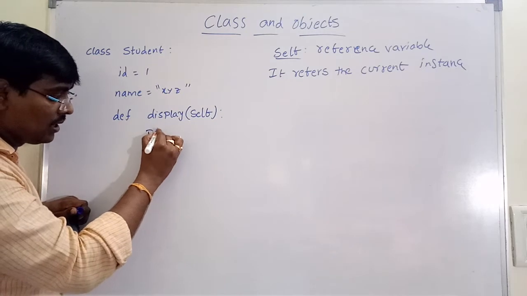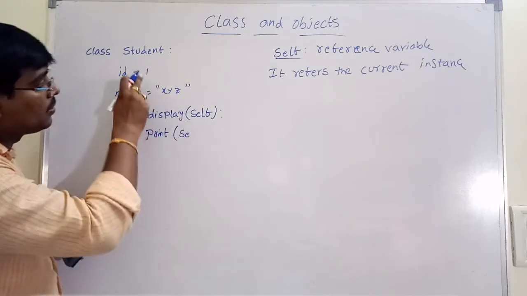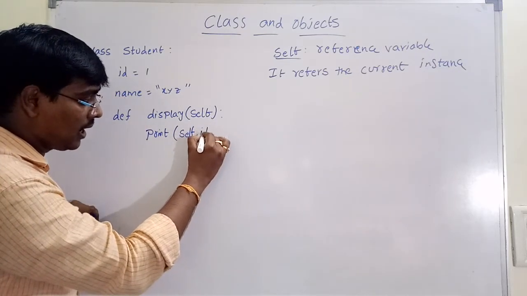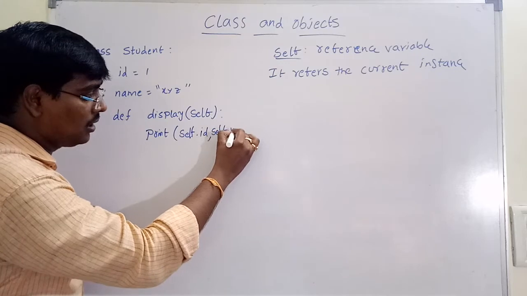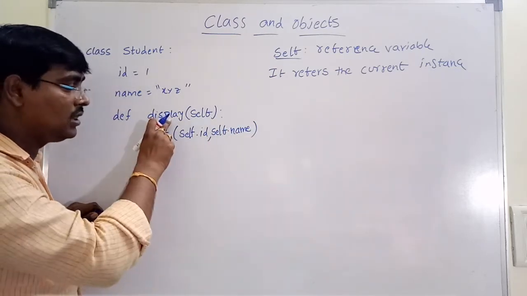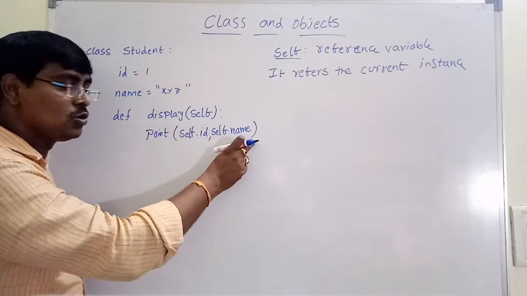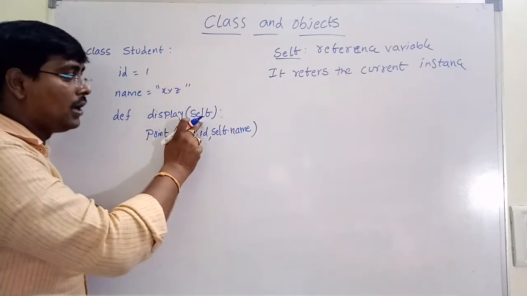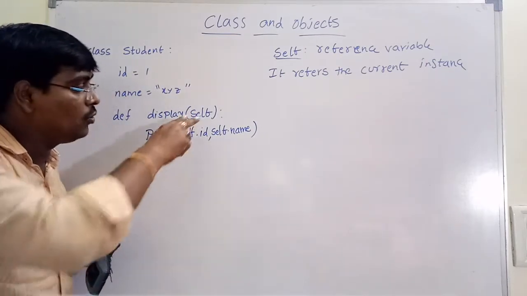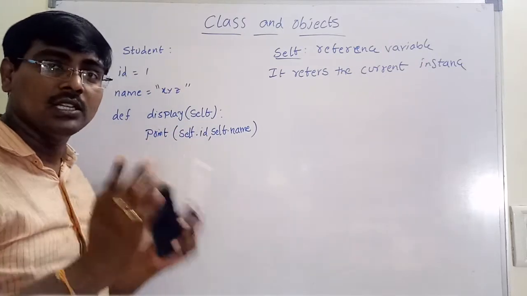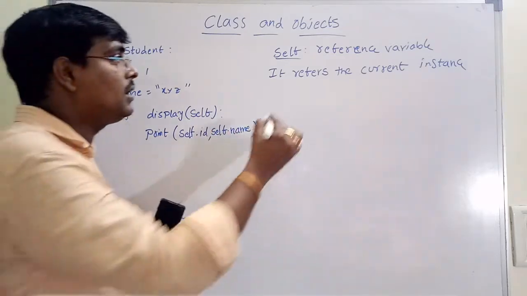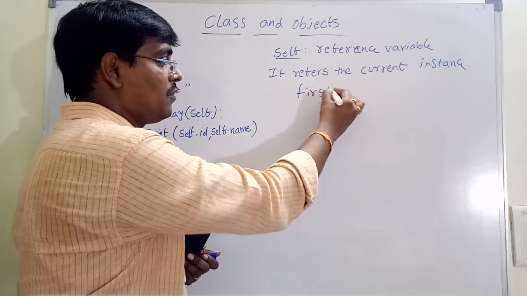Suppose here I am writing a function print of ID and name. Printing ID and name directly is not possible. We have to write self.id comma self.name. For whichever object we are calling the display function, these two values of that object are printed. Now, this is the function definition. In the function definition you can write any number of arguments, depending on the program, but self is compulsory as the first argument.